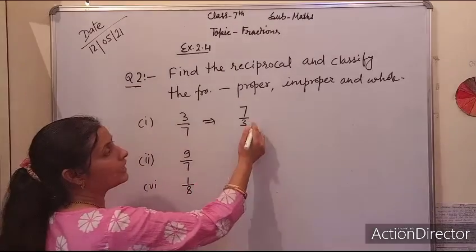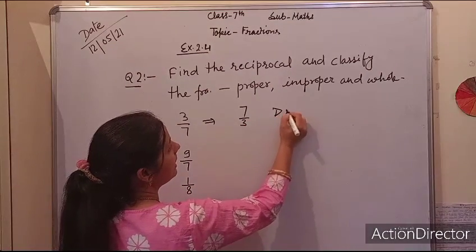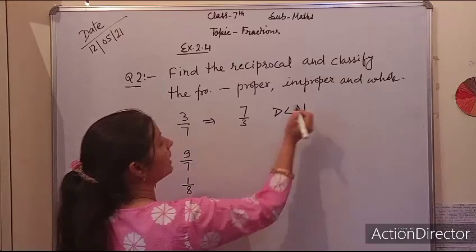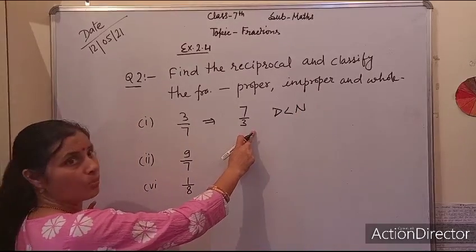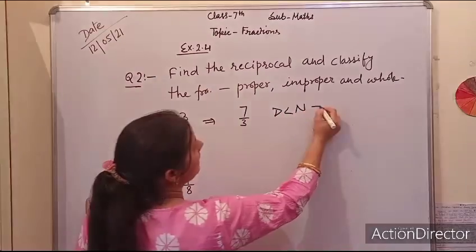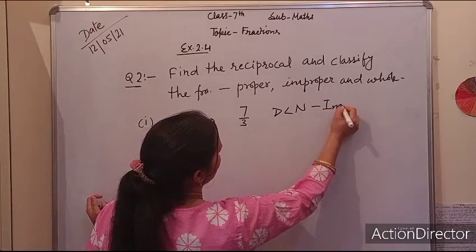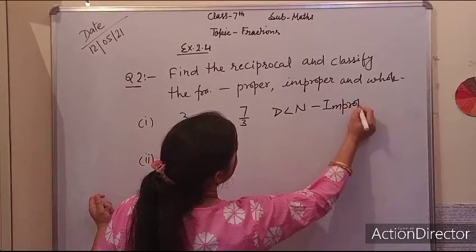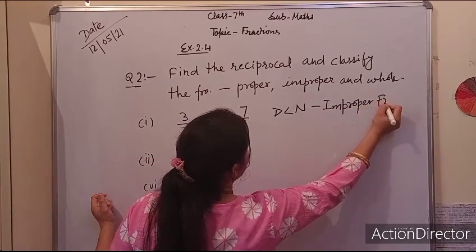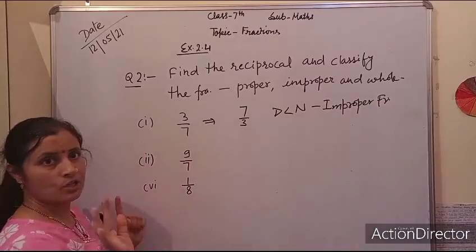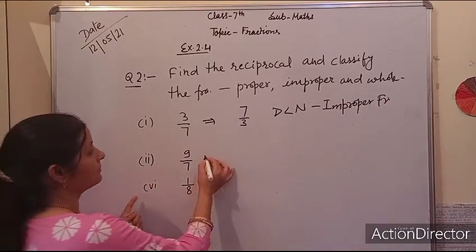You can see that the denominator is less than the numerator. The denominator being less than the numerator means it will be classified as an improper fraction. Which type of fraction is this? Improper fraction. You can write it down in this way. Understood? Now come to the next one.